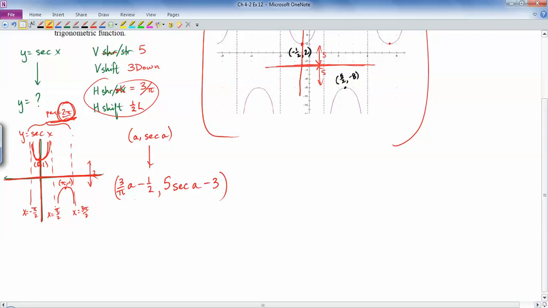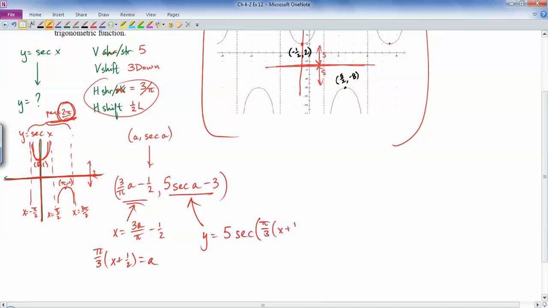And then the trick for these is we call the ugly first term x, 3a over pi minus 1/2. And so if I isolate the a, I'm going to get first x plus 1/2 times pi over 3 to get the a by itself. And then I can plug that into this guy. So y equals 5 secant pi over 3 x plus 1/2, because that's my a, minus 3. So here's the secant version right there.